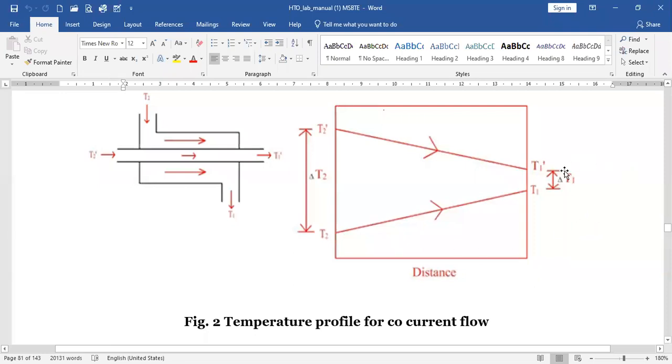We have to use these delta T1 and delta T2 values, that is, the approaches, for the calculation of the log mean temperature difference, that is LMTD. Because with the help of this only, we have to find out the heat transfer coefficients.